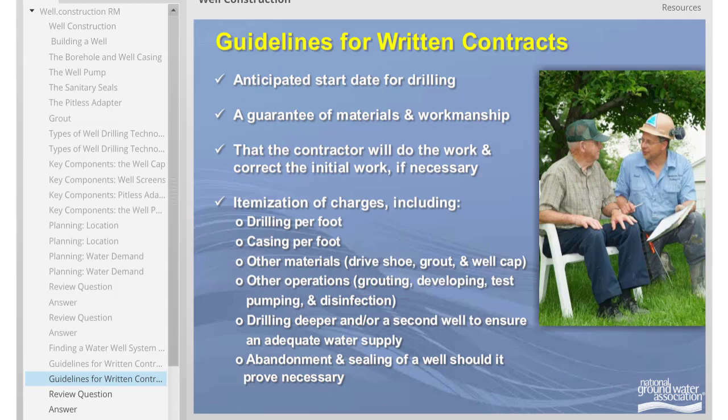Guidelines for written contracts also may specify the anticipated start date, a guarantee of materials and workmanship, that the contractor will do the work and correct the initial work if necessary, itemization of charges including drilling per foot, casing per foot, other materials such as the drive shoe, grout, and well cap, other operations such as grouting, developing, test pumping, and disinfection, drilling deeper and/or drilling a second well to ensure an adequate water supply, and abandonment and sealing of a well should it prove necessary.